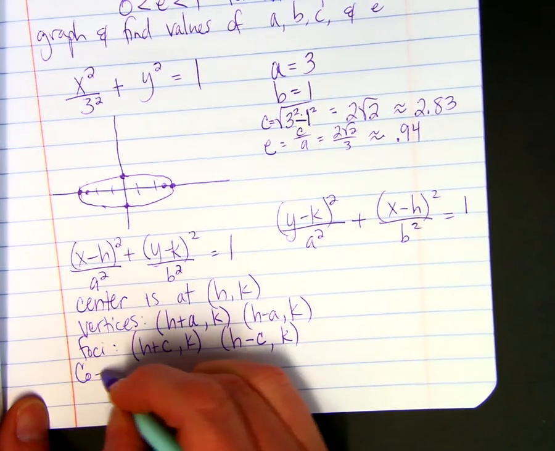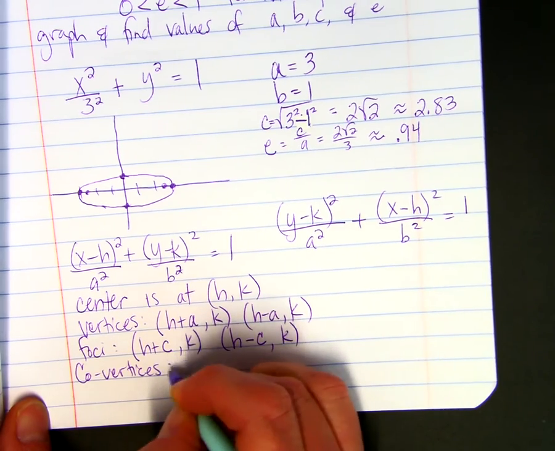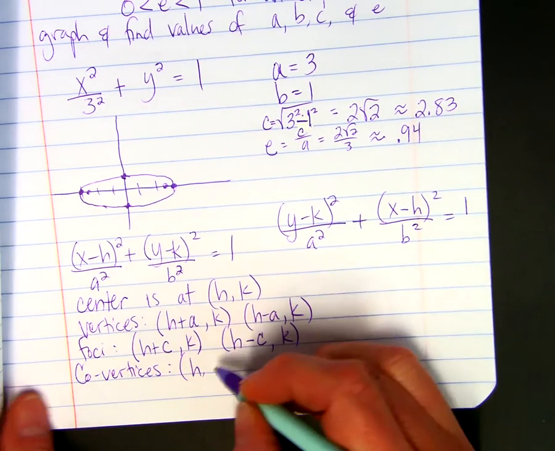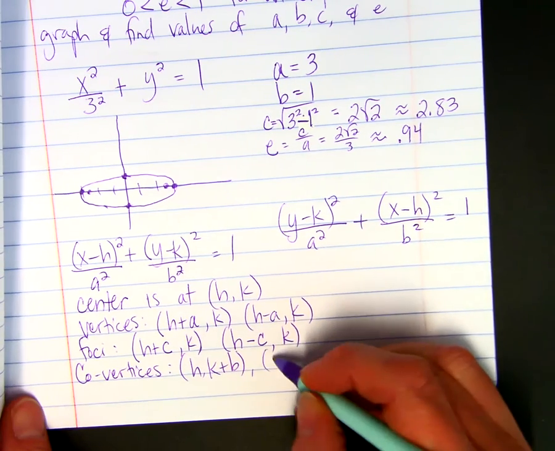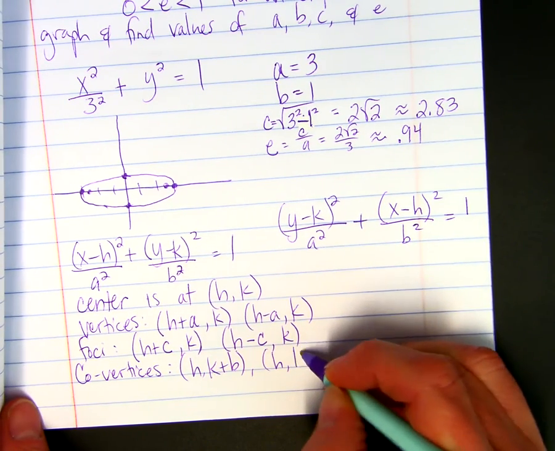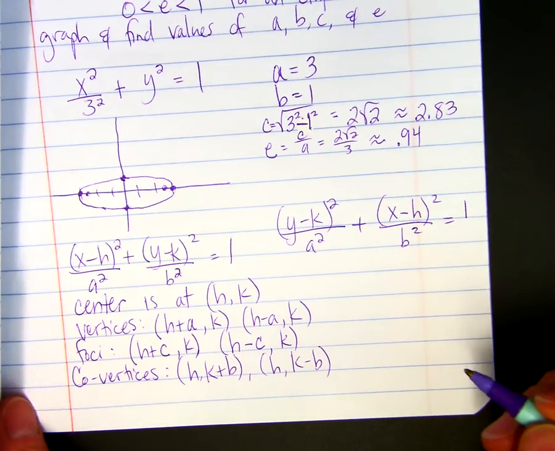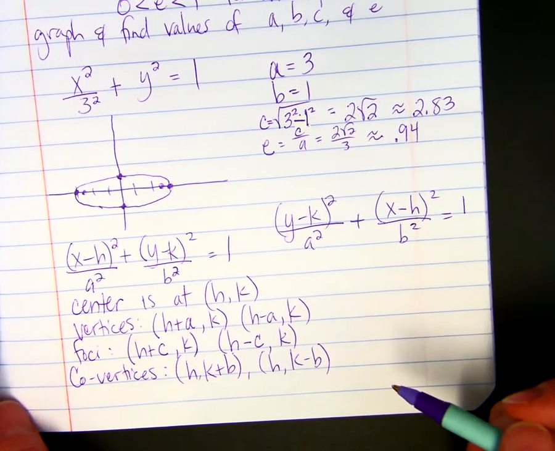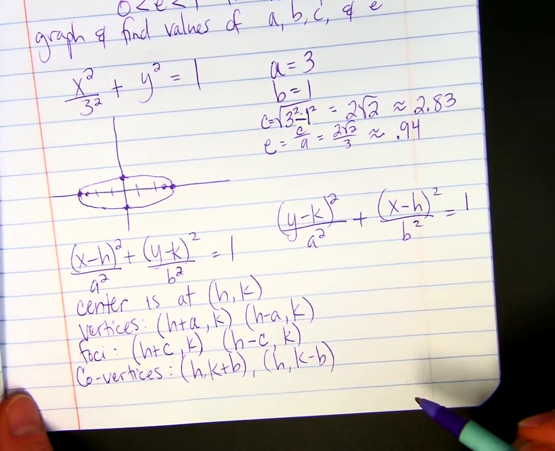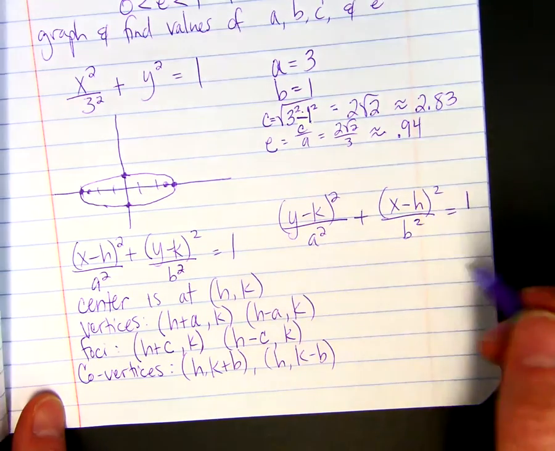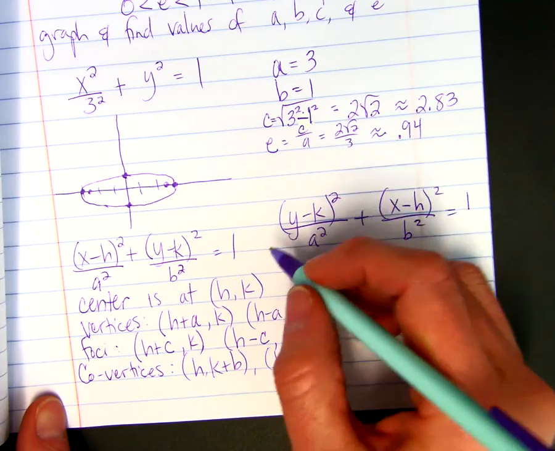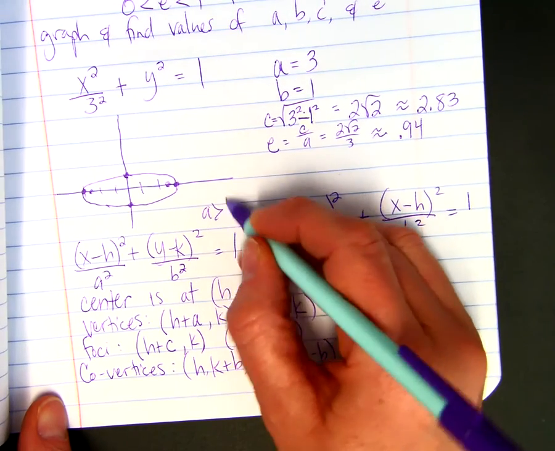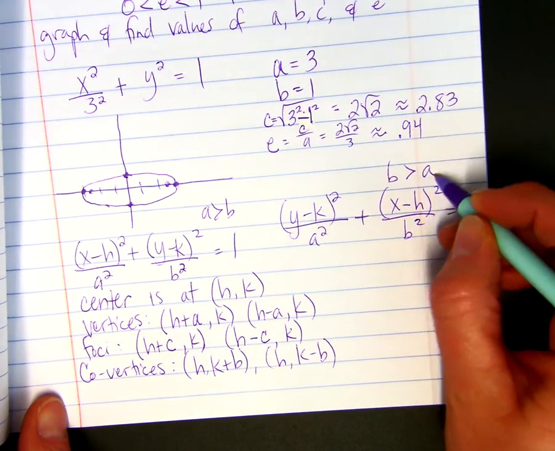And the co-vertices are (h, k plus b) and (h, k minus b). So this is for a greater than b. And then this one is for b greater than a.